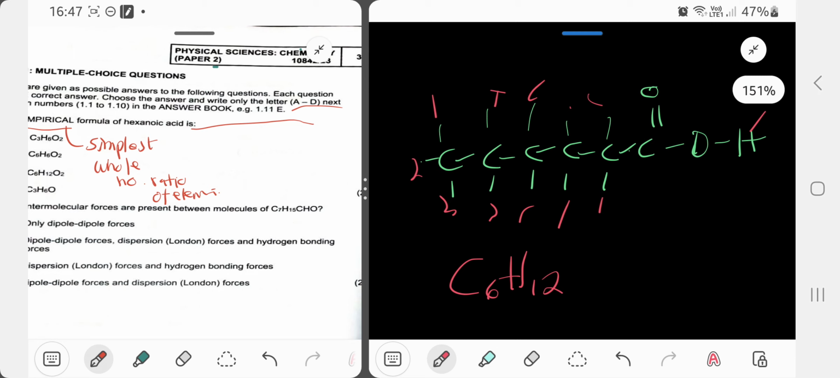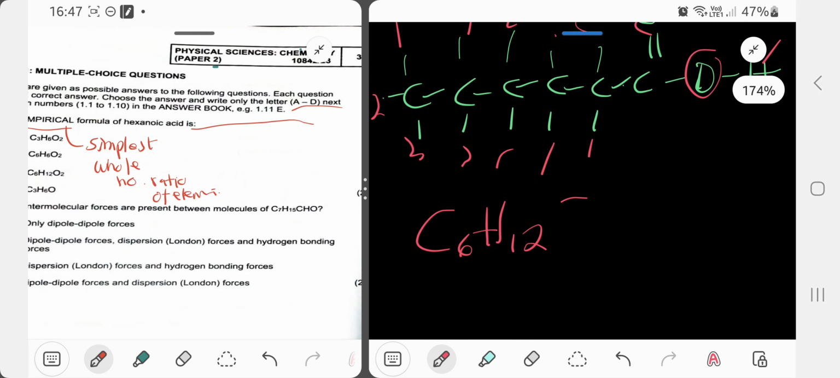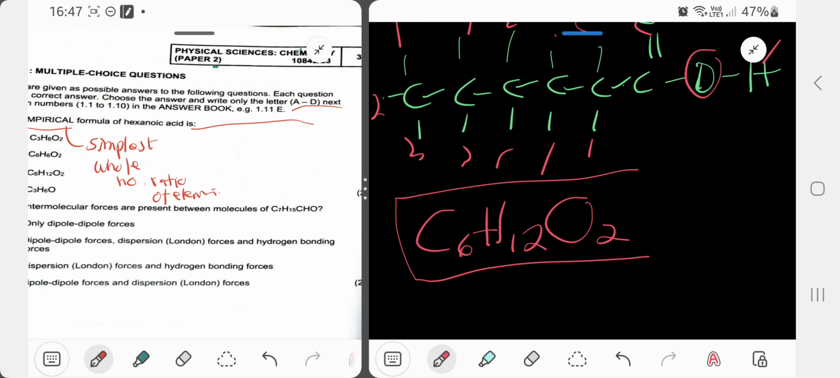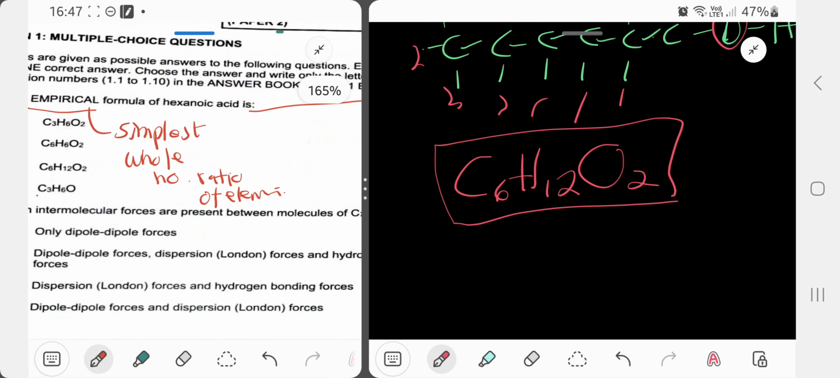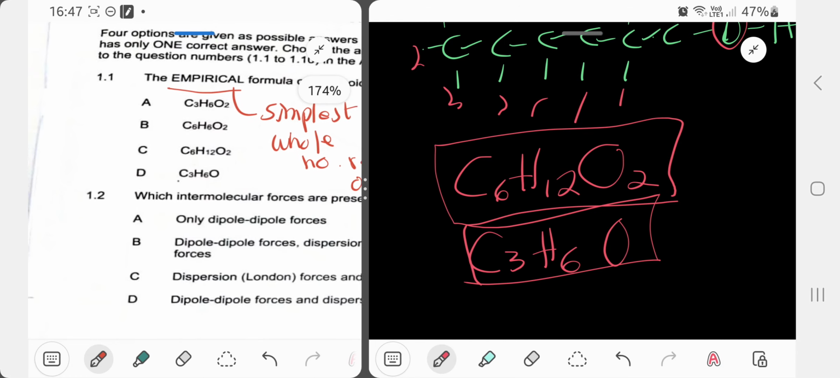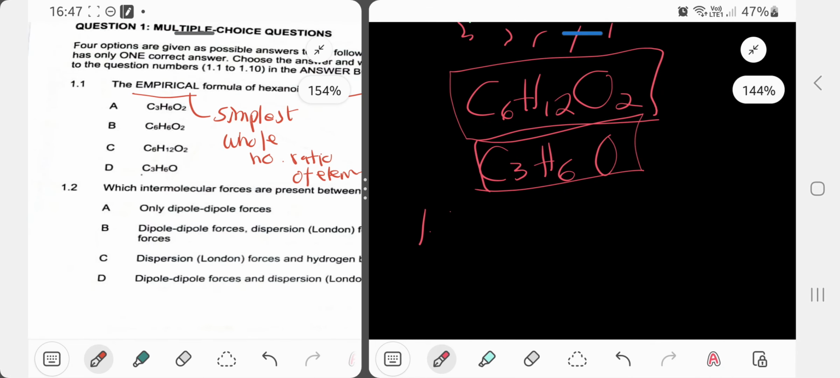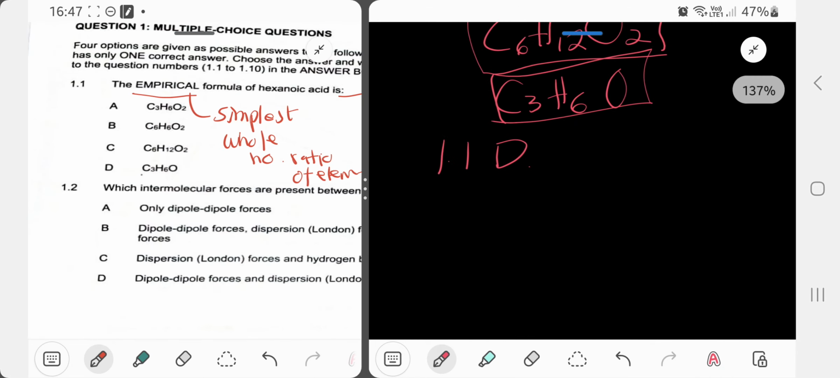And then how many oxygens do we have? We have 1, 2 oxygens. So this is O2, which is the actual compound itself. But now what we're looking for is the simplest whole number ratio, which is the empirical formula. If we divide everything by 2, we're going to have C3H6O. So this is the empirical formula, which is option D. So for 1.1 we take D, and then we move on.